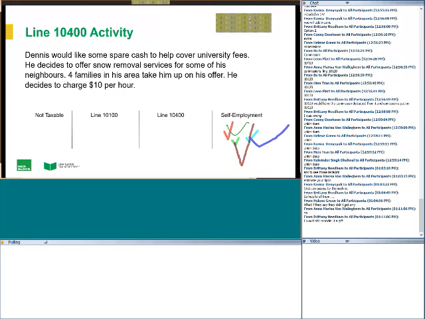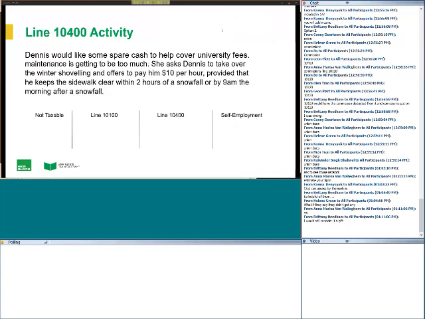See a lot of people saying self-employment. I agree. We are now doing a self-employment return. And you're not going to do that tax return. You need to take more courses before you can do that tax return. But that is definitely taxable income, and we would want to see it on a self-employment line. Wonderful, because he's deciding when he's going to work, how much work he's going to do, and how much he's going to charge.